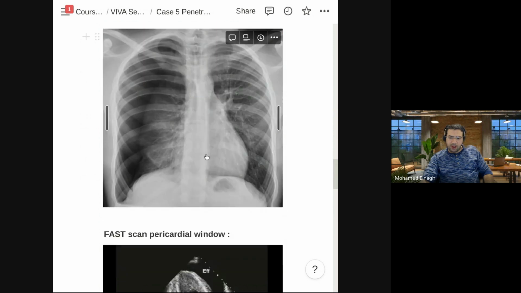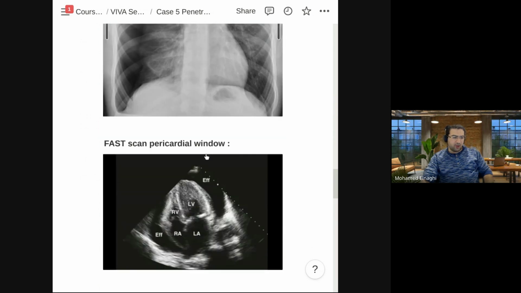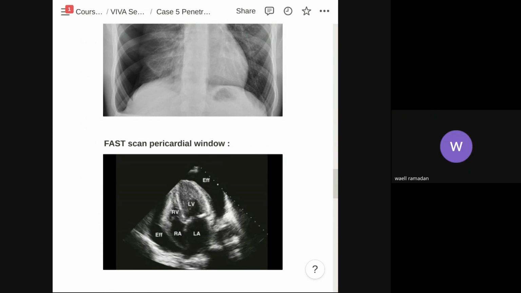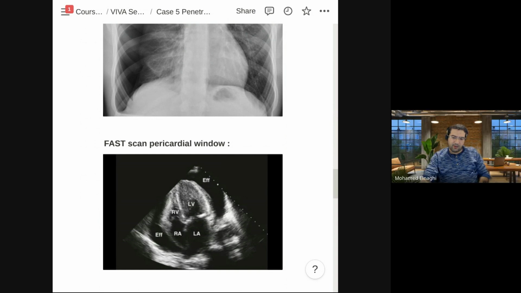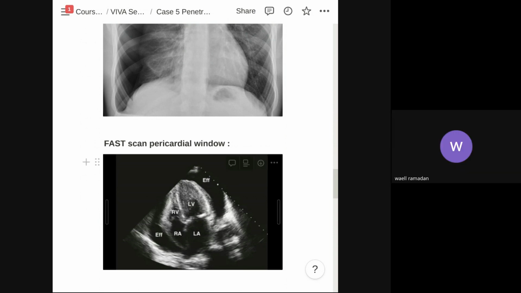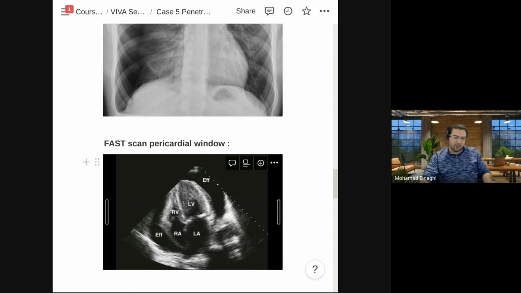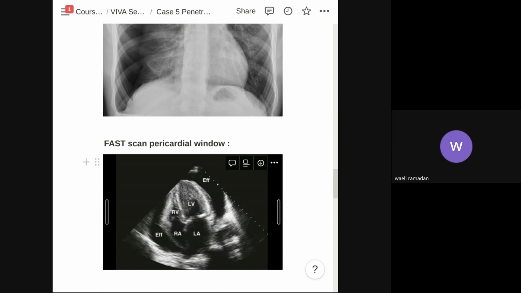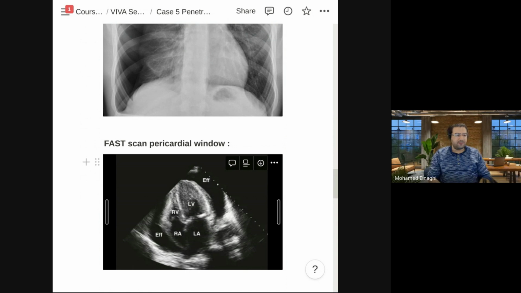Okay, so one of the A&E doctors did a FAST scan, and this is the pericardial window. Right atrium. You can see there is some effusion around the heart. So it confirms your suspicion of the possibility of cardiac tamponade. Okay, so what are we going to do next? The patient is still hemodynamically unstable.